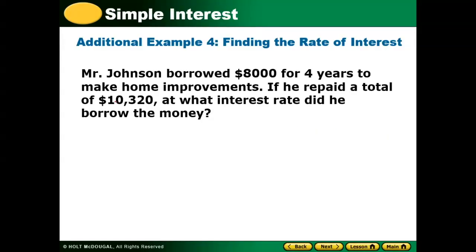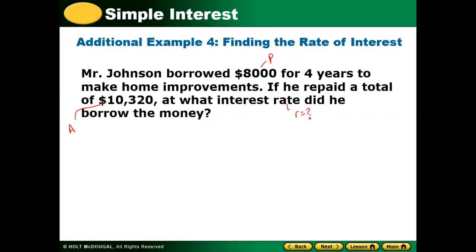Okay, sorry, back up a minute here. So Mr. Johnson borrowed $8,000 for 4 years. So this is the principal amount he borrowed for 4 years to make home improvements. If he repaid a total of $10,320, so that's the amount he repaid, right? So we're given amount and we're given principal. At what interest rate did he borrow the money?